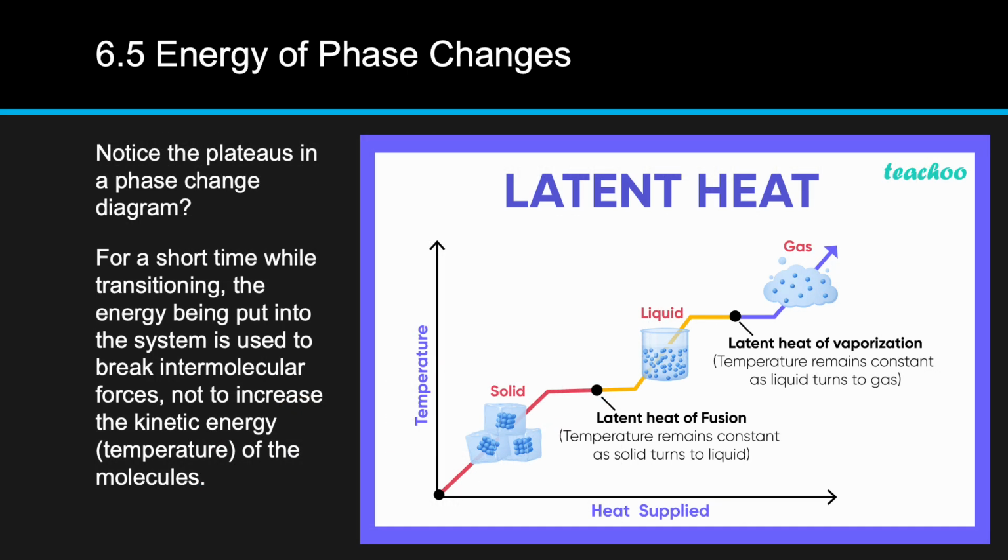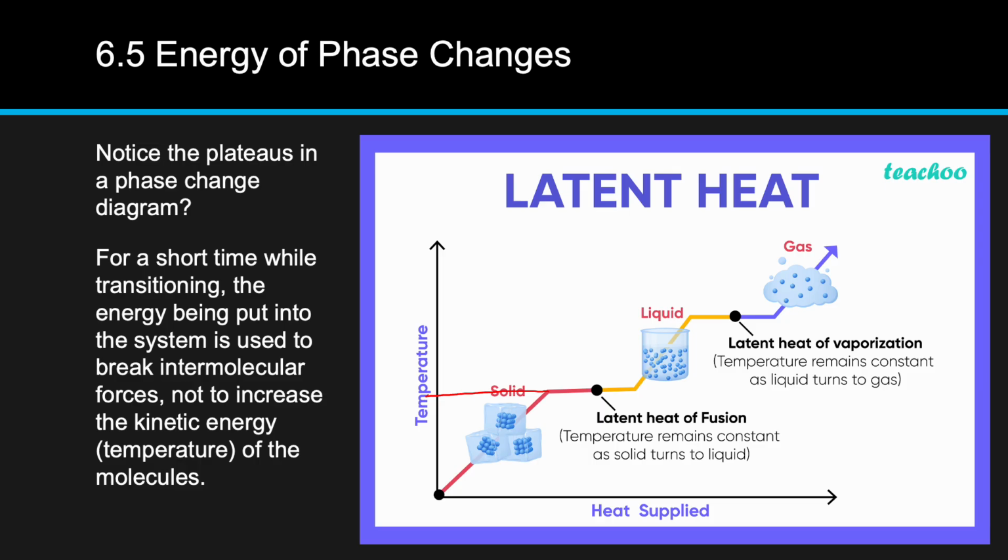All right, so on the previous slide, we looked at this phase change diagram, and I'm sure you noticed that when the phase actually changed from solid to liquid or liquid to gas, there is a plateau in temperature. So here between a solid and liquid, you can see the temperature is not changing when the phase change is actually occurring. That is something called latent heat.